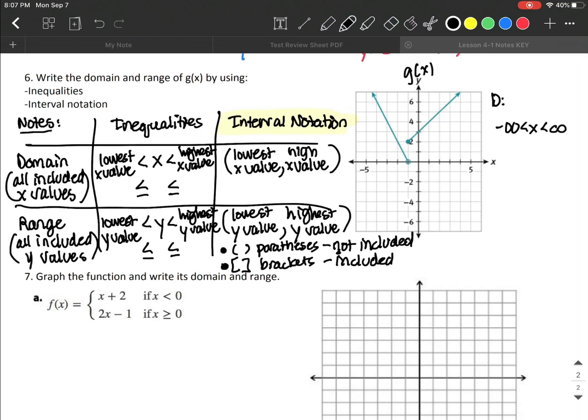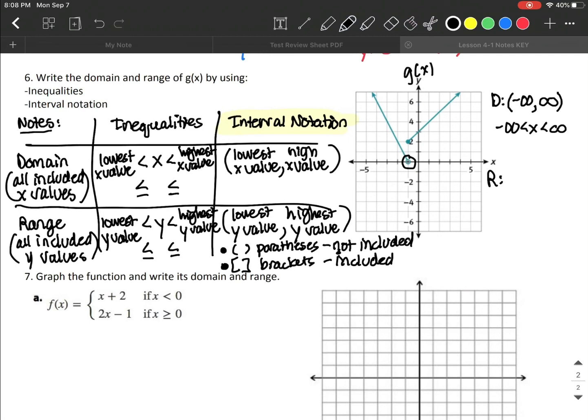If I wanted to write that in interval notation, I would write negative infinity, and I would put a parenthesis on it because you can't include negative infinity or positive infinity because they're concepts, not actual numbers. And then I would put comma, my highest value is positive infinity. And again, I'm putting a parenthesis on that. You should always have parentheses, not brackets, on your infinities.